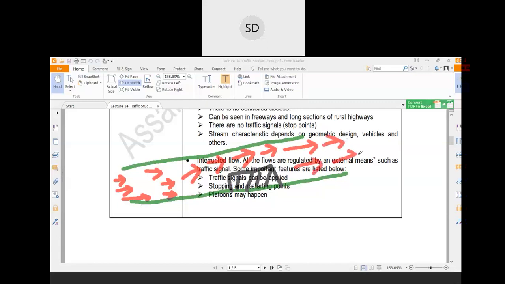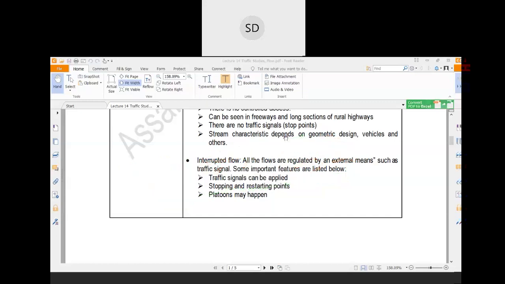This is called platoons of the vehicles. Okay, that is all the vehicles together going in the same direction. That is platoons of the vehicles. So platoons may happen in the interrupted flow.